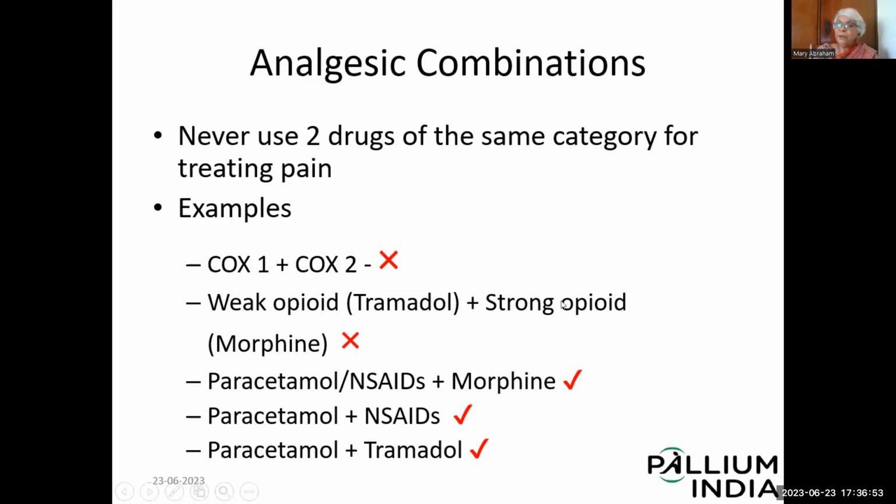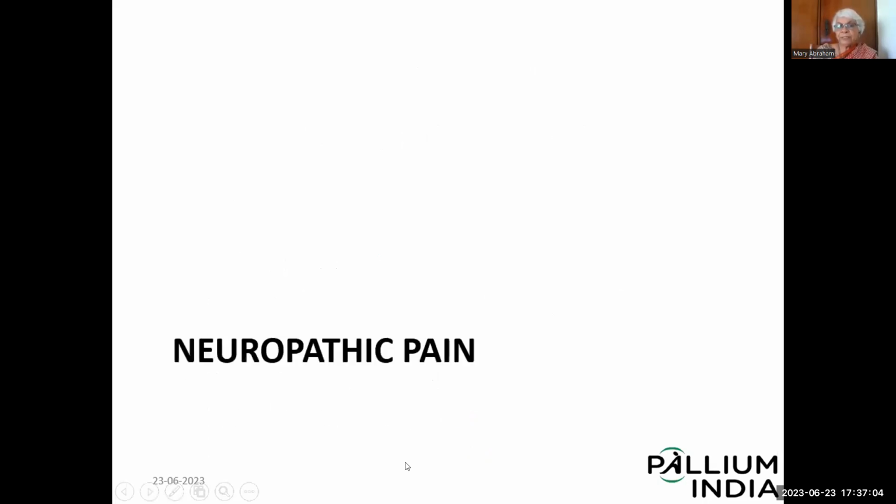Either you give a weak opioid or you give a strong opioid. But these are the analgesic combinations that are favorable. That is paracetamol with NSAIDs, with morphine, or with tramadol. They are favorable combinations. Now, I'll move on to neuropathic pain.